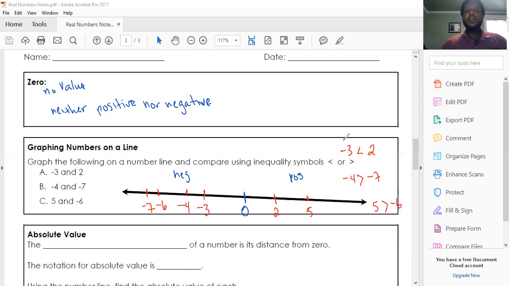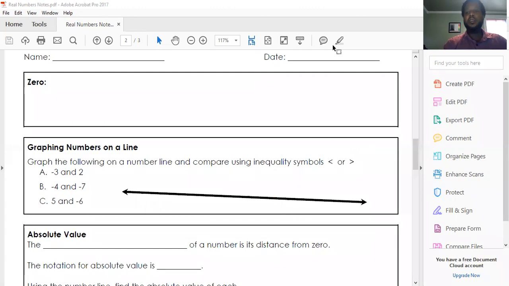Okay, so we're going to take a look at absolute value now. So we're going to switch it up. I'm going to clear these notes so that we can move on in my PDF here. I'm going to scroll down.